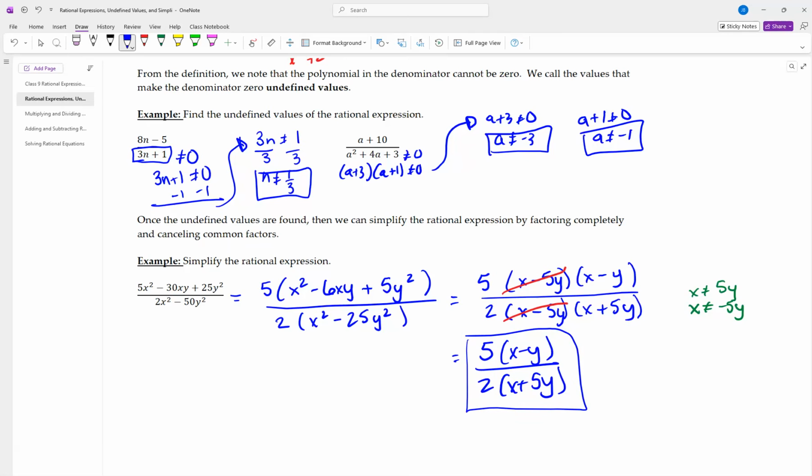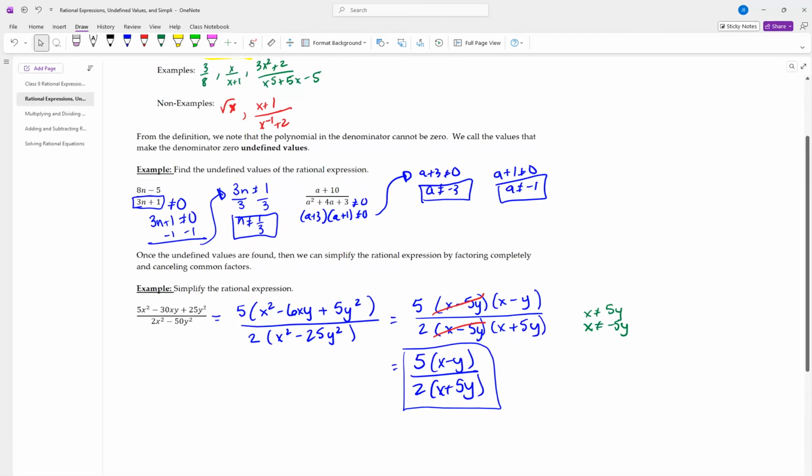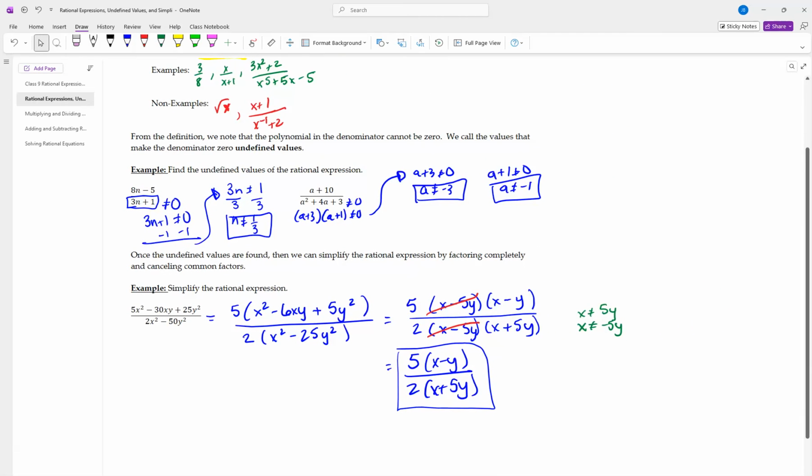All right, there you go. So again, rational expressions, fractions with algebraic expressions in them, we're going to be just fine. Make sure to find undefined values. Make sure to factor in order to simplify.